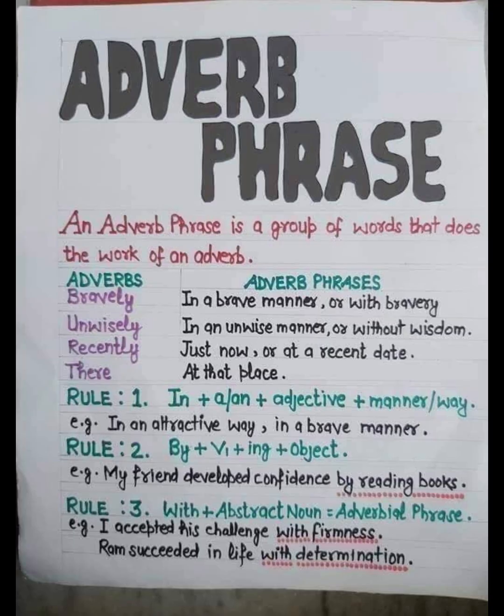Introduction to adverb phrases. Let's start with a simple definition. An adverb phrase is a group of words that does the work of an adverb. It modifies a verb, an adjective, or even another adverb by providing extra information. Think of it as taking a single adverb and expanding it into a more descriptive phrase. For instance, the adverb bravely can transform into the phrase in a brave manner or with bravery. It's like adding layers of detail to your sentence.